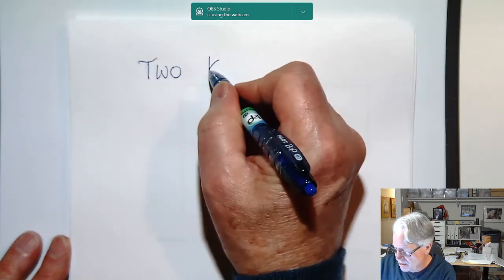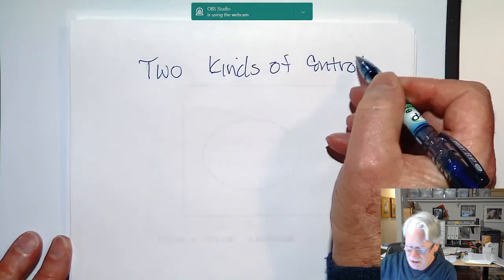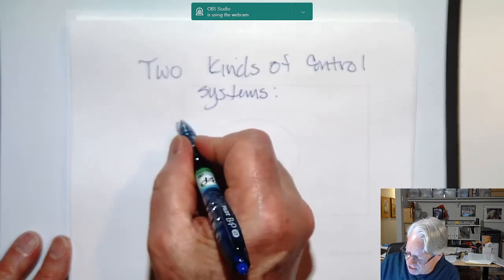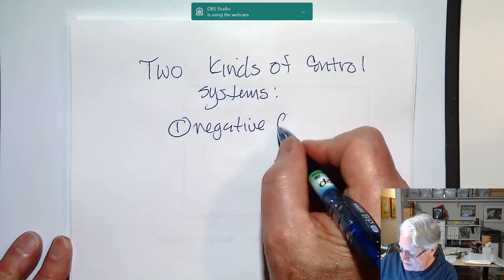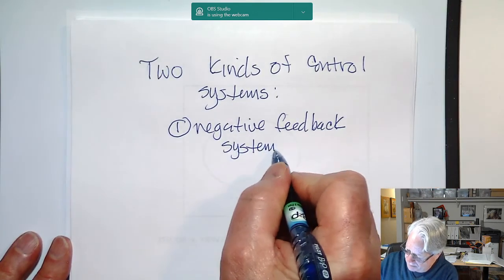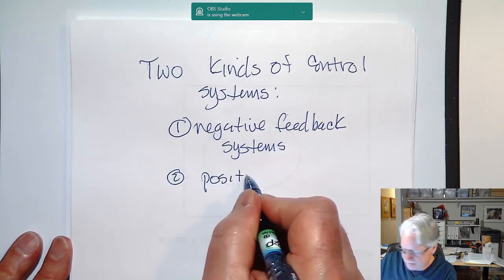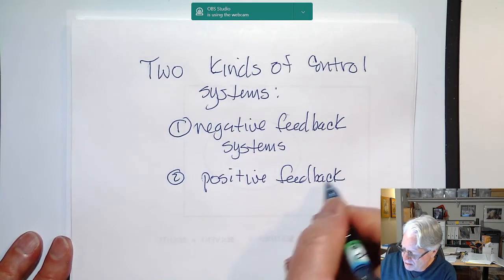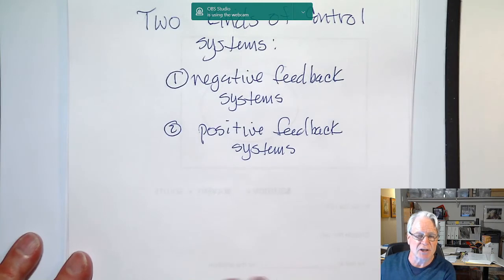So two kinds of control systems. We'll list them and then we'll talk about them. Number 1, negative feedback systems. Okay. Number 2, positive feedback systems. Okay. Let's focus on negative, and then we'll talk about positive feedback systems.